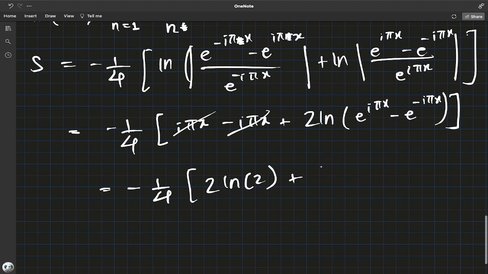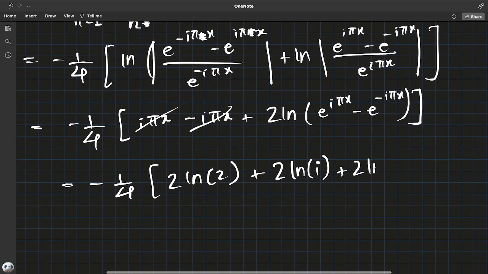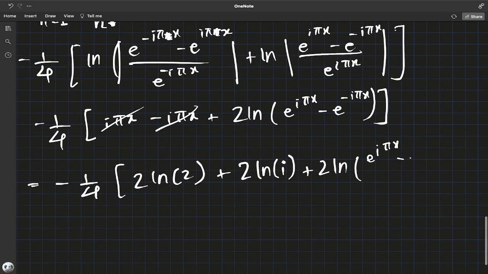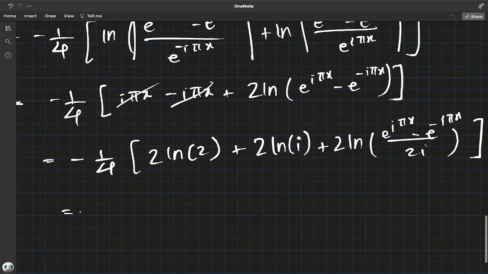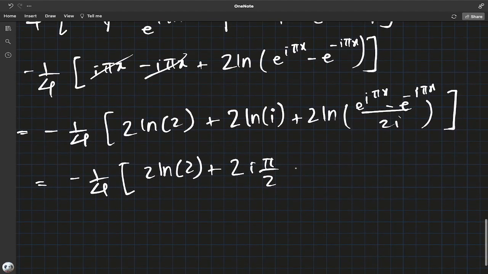plus, I believe we are also going to have to take the natural log of i into consideration, because we're going to be dividing by 2i, so we need to multiply by them. Because natural log of e to the i pi x minus e to the negative i pi x over 2i. Notice the argument for the third natural log is simply going to be the sine of pi x. This is just i pi over 2. 2 times natural log of sine of pi x.